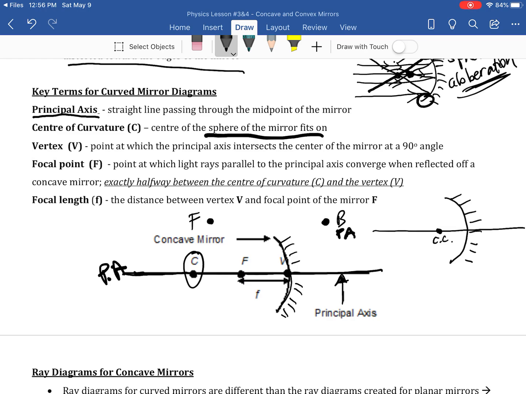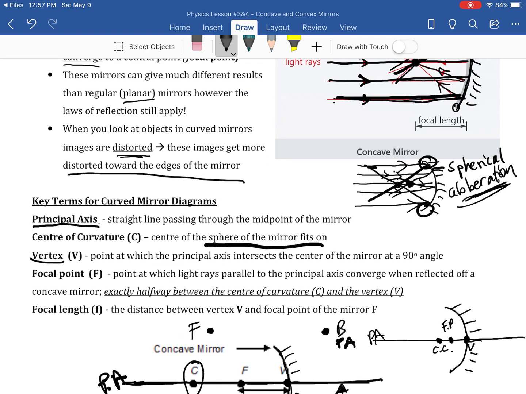So I think I missed that. Let's go back to the vertex. The vertex is the point right here. It's the point where the principal axis meets the middle of the mirror, the center of the concave mirror. That's the vertex. The center of curvature I talked about. Now the midway point between the center of curvature and the vertex is the focal point.